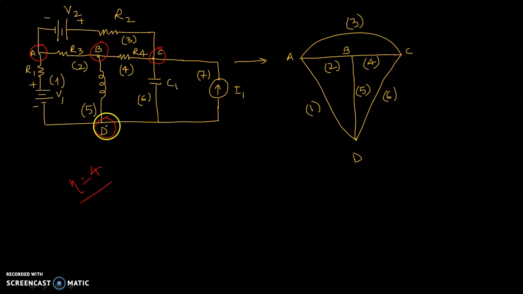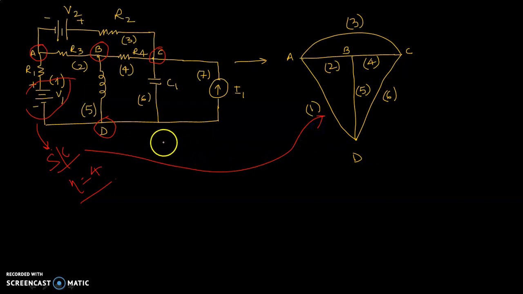From A to B, it is connected R1 and this voltage source V1, a DC voltage source. A DC voltage source, or any voltage source, is shorted when we draw the graph. It is short circuited in the graph. You can see here, it is short circuited. From B to D, there is branch number 5 that I have given here. So branch number 5 is here.